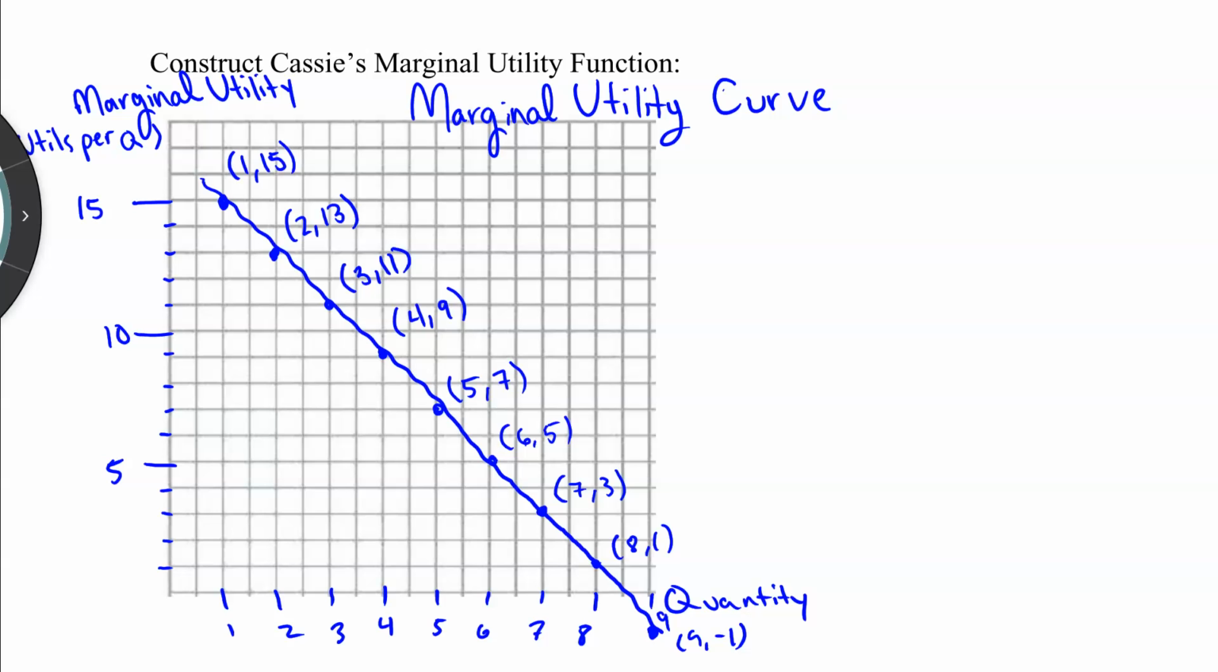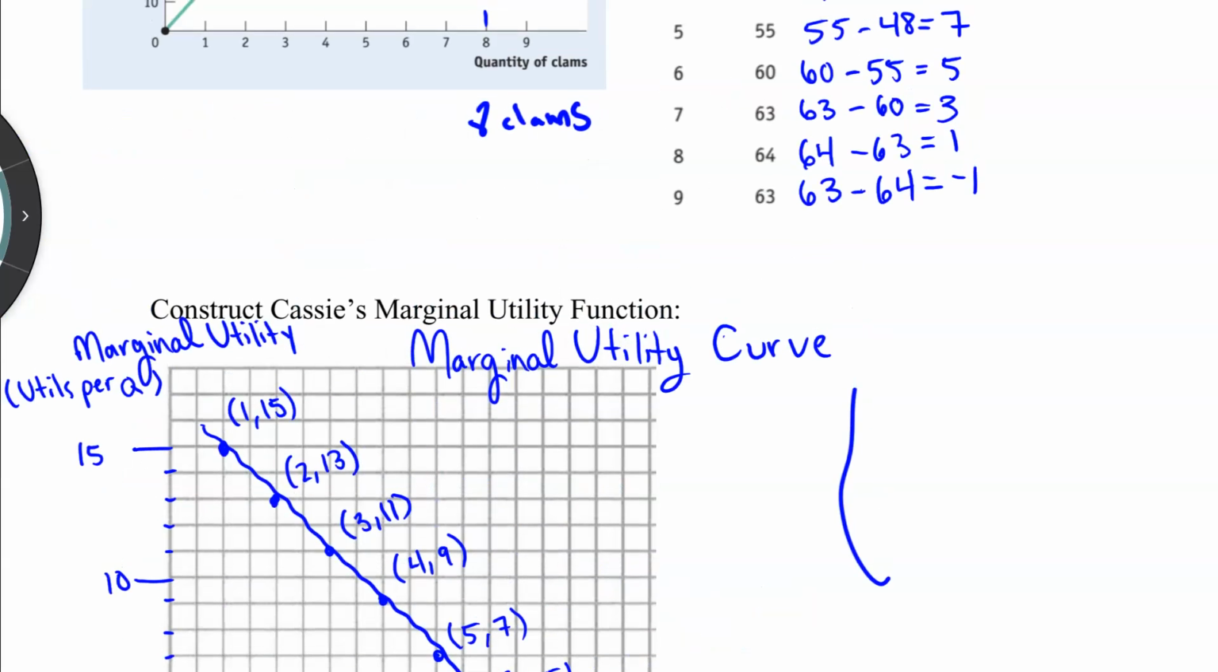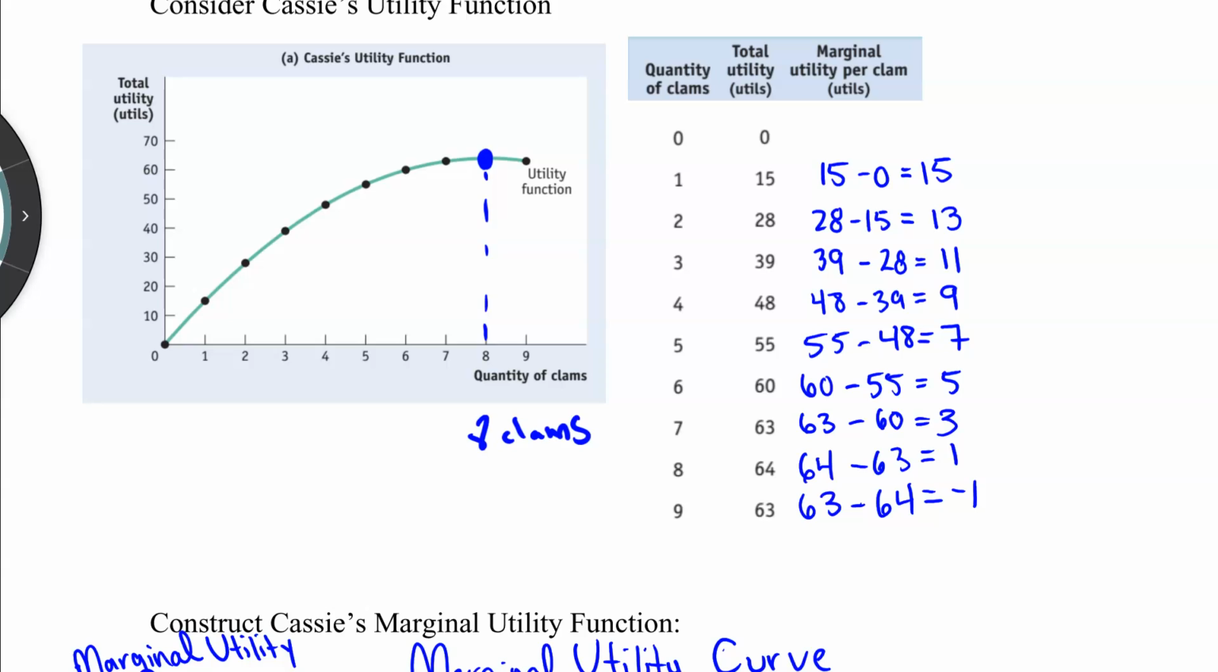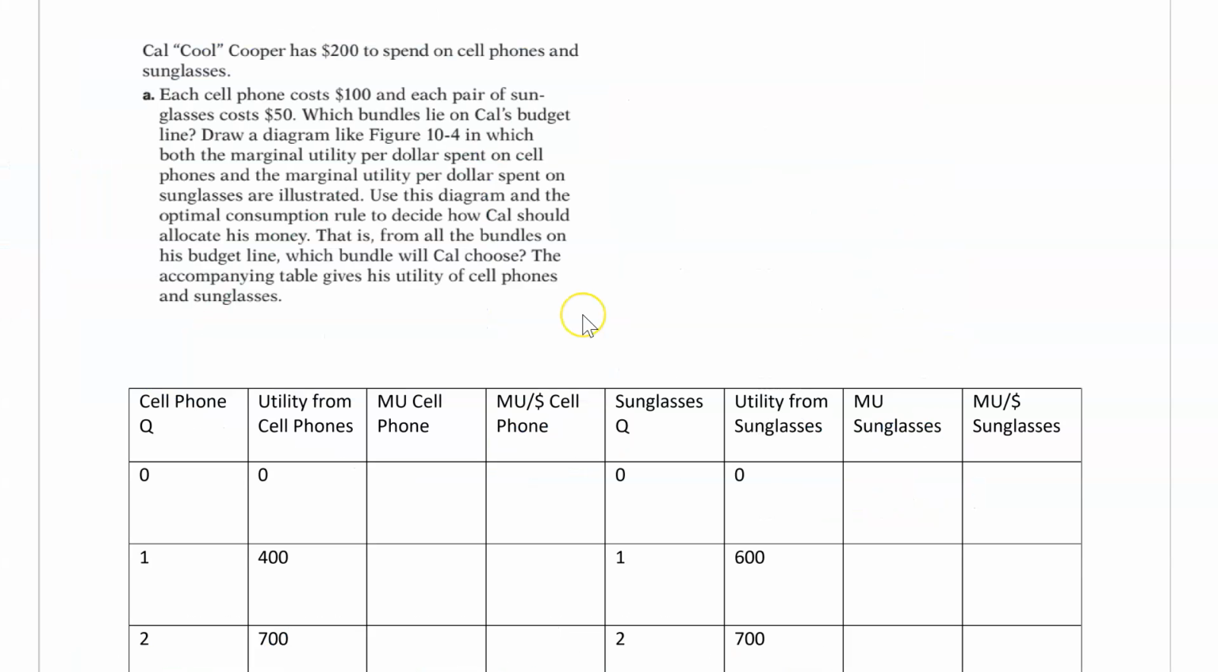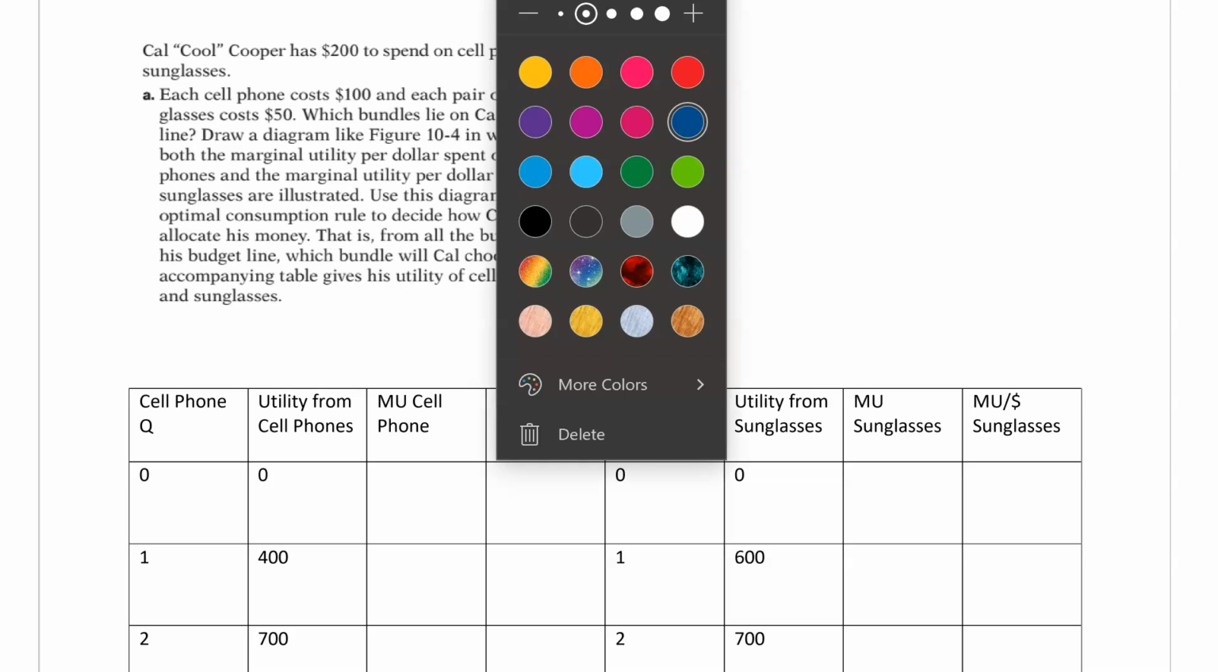So let's switch gears. All right, this optimal consumption of 8 clams we're going to be talking about in terms of the budget constraint graph in just a moment. All right, so we're going to look at Cal as an example here, and then talk a little bit about what you'll be doing with the practice problem that you're going to be working on.